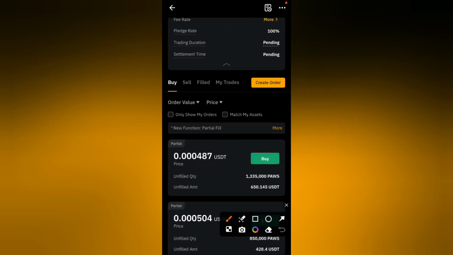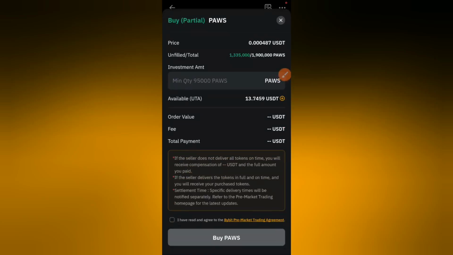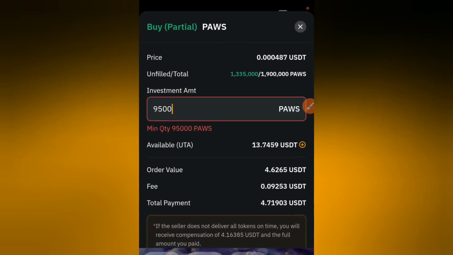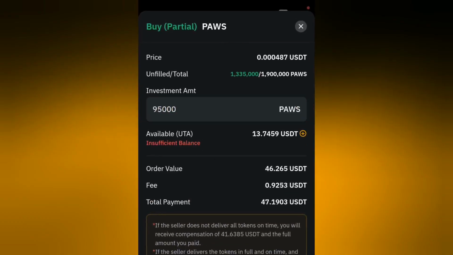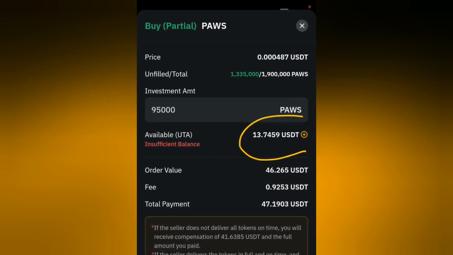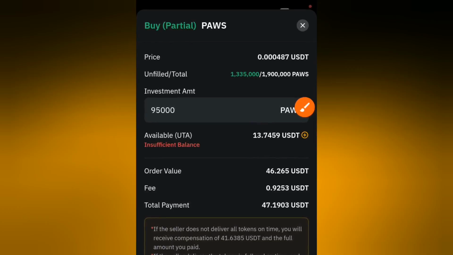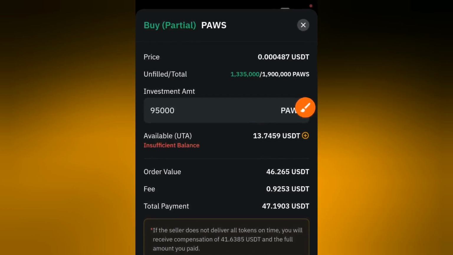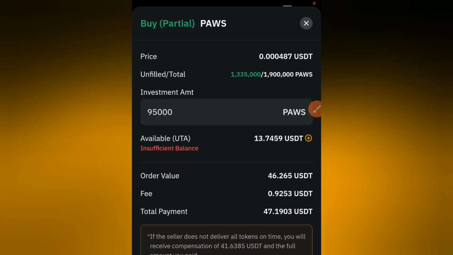If I click on buy, you'll see that every seller has their own rate. I cannot buy anything less than 95,000 Pulse from this very seller. If I type in 95,000 Pulse right here, you see that this would cost about $46, and I don't have that much. I have about $13.7.